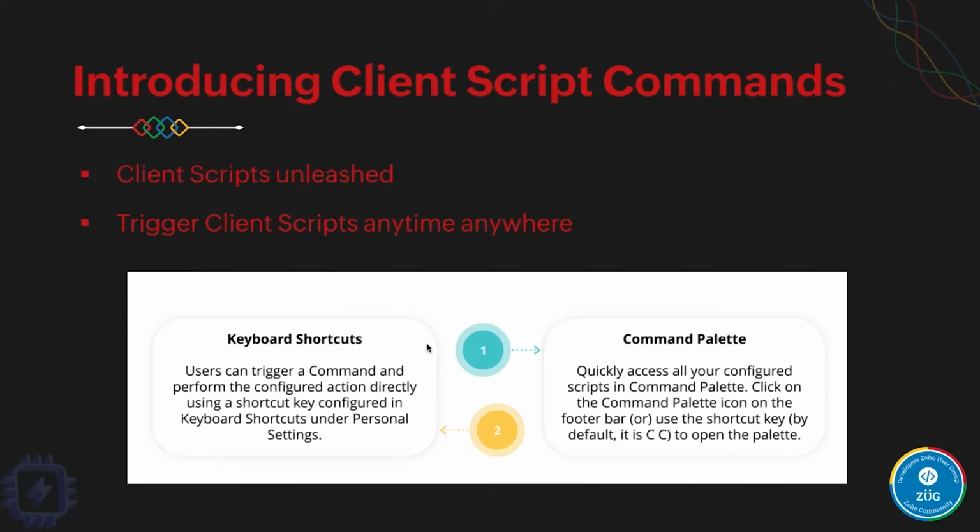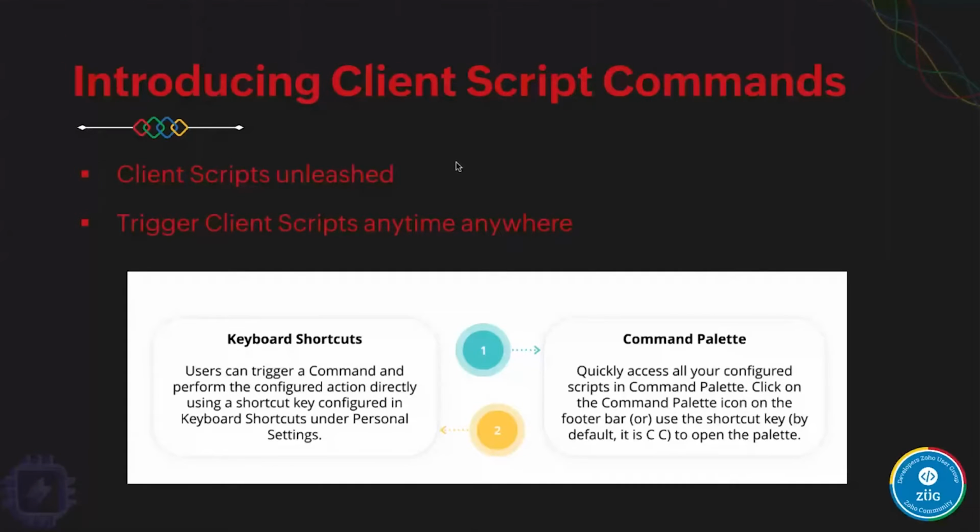So there are two ways in which these commands can be triggered. Obviously, one you see on the screen is the command palette, and another one is the keyboard shortcuts. And it would be pretty ironic if the command palette itself didn't have a keyboard shortcut. So you just tap CC and the command palette opens up as well. I'll show you in a little while as we go through the demonstration.